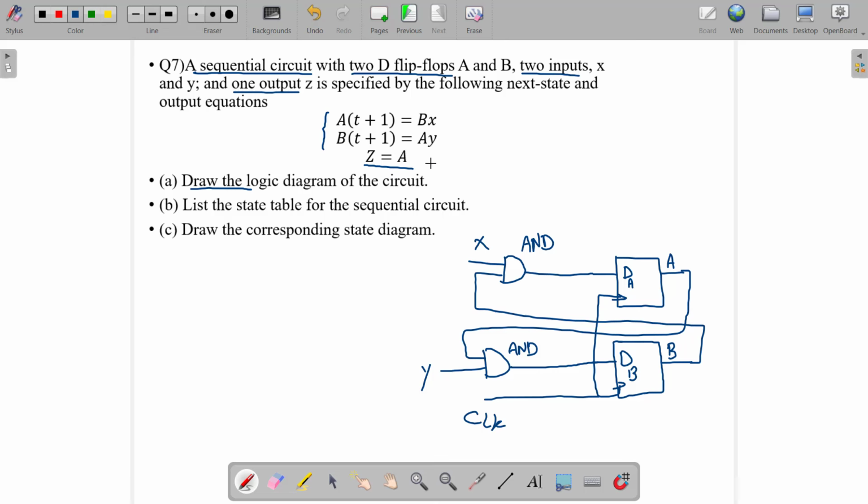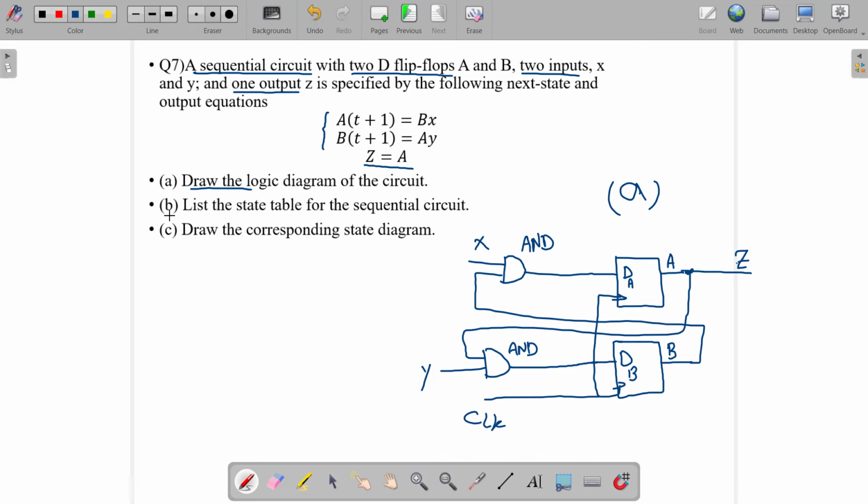So what about the Z? Z is equal to A. So from here, this is equal to Z. This is the output of the system. So I could design the circuit in this form that you can see.